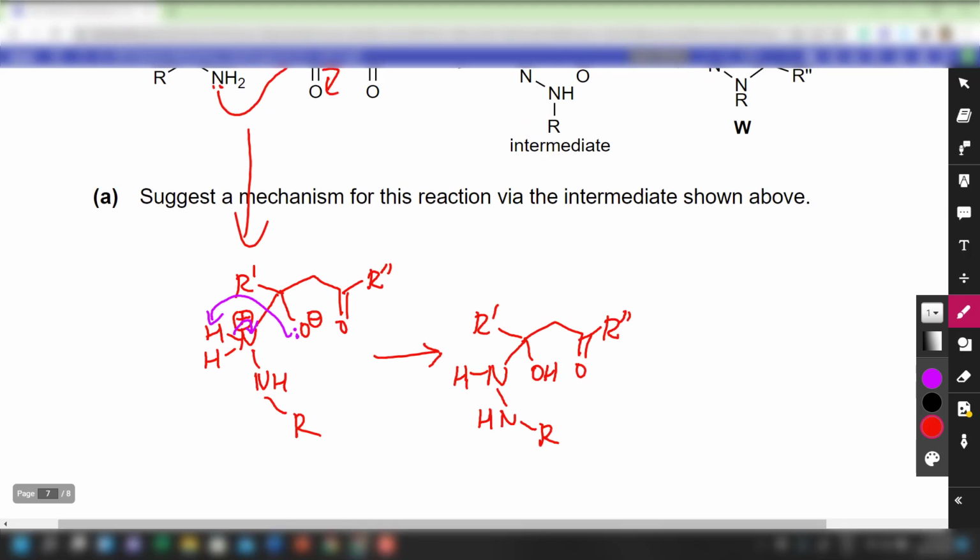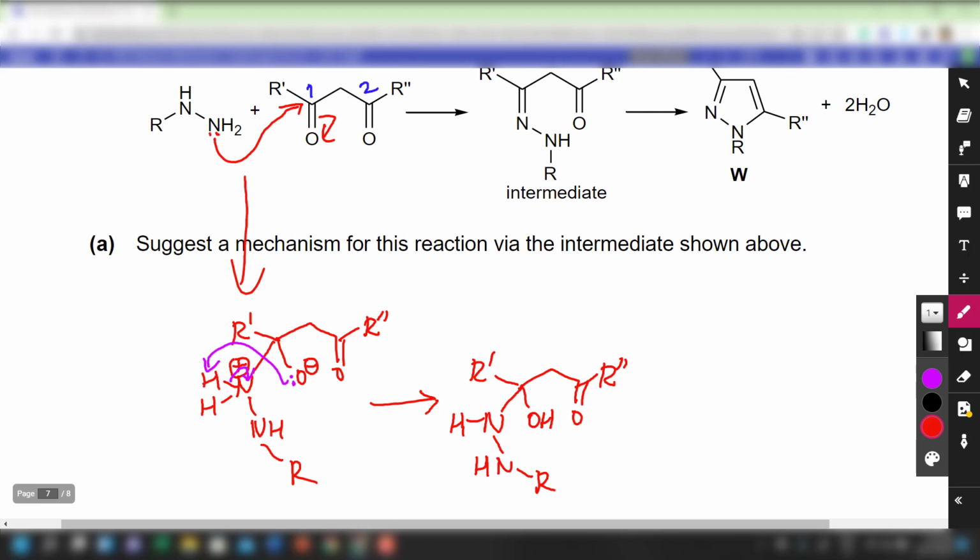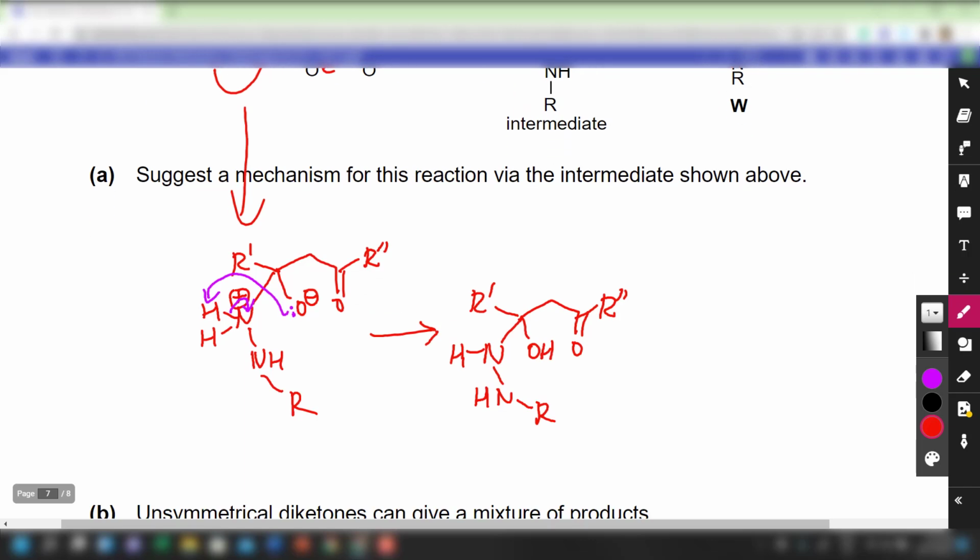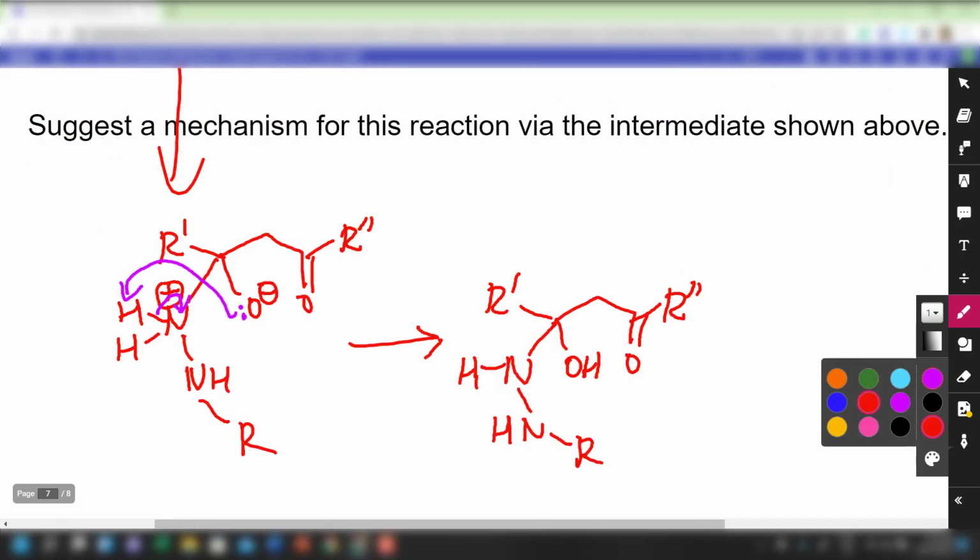Then you might be thinking, how can we push towards getting the structure shown in the intermediate? Some of you might be thinking, what about an intramolecular proton transfer between the NH and OH? Maybe you might be thinking something like this. Sorry, let me just, okay, you might be thinking something like this. Is it possible? Oh, sorry, the ink is not working. Okay, you might be thinking something like this.